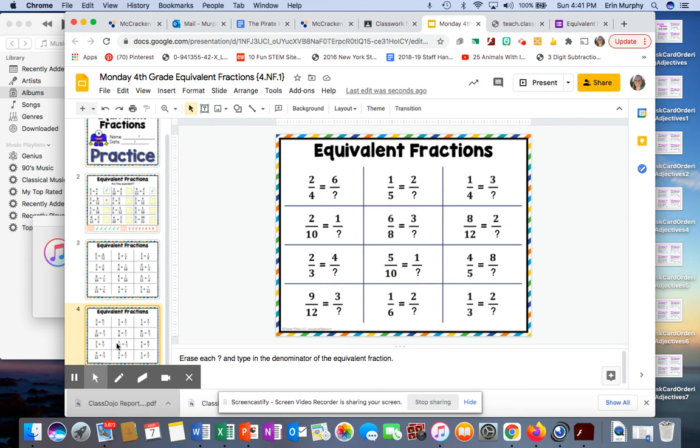So it is quite a big assignment for a Monday, but we did so well with that. I don't think it'll take you any time at all. So remember, if you do it to the numerator, you do it to the denominator.